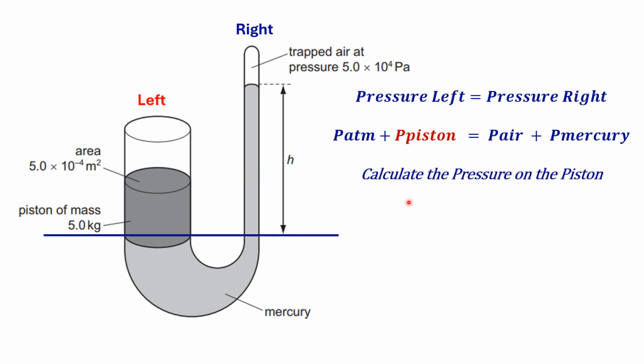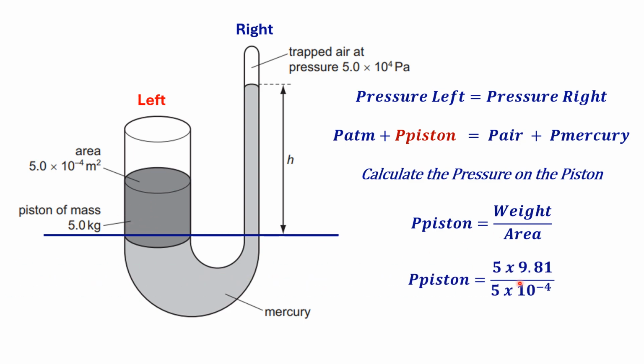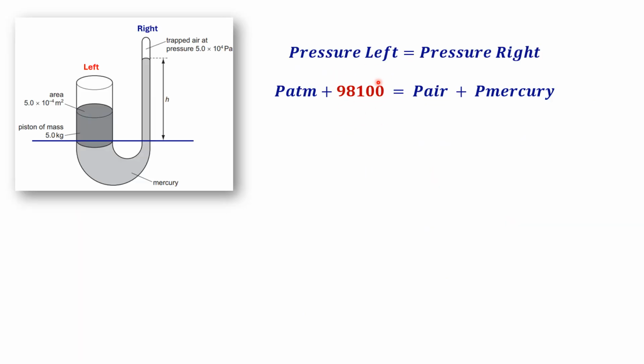Now, we are going to calculate the pressure of the piston because it's different. This is not a liquid, this is a solid. So we can use this formula: the weight of the piston divided by the cross-sectional area. The weight of the piston is the mass of the piston, which is 5 kilograms, times 9.81, divided by the cross-sectional area. So the value of the pressure of this piston is 98,100 pascals. So here is the substitution for the pressure of the piston.